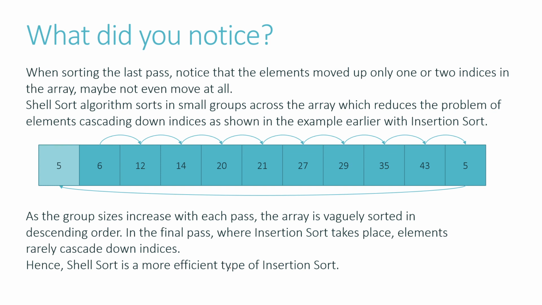When sorting the last pass, notice that the elements moved up only one or two indices in the array, maybe not even moving at all. The shell sort algorithm sorts in small groups across the array, which reduces the problem of elements cascading down indices, as shown in the example earlier with insertion sort. As the group sizes increase with each pass, the array is vaguely sorted in descending order. In the final pass, where insertion sort takes place, elements rarely cascade down indices. Hence, shell sort is a more efficient type of insertion sort.